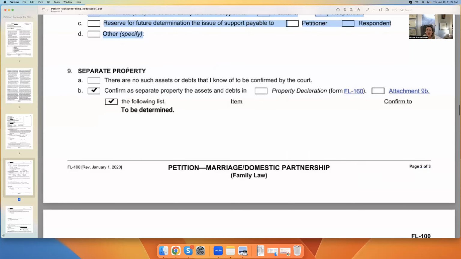All right, separate property is the money and assets and debts you had before you got married. So usually we don't know. If you are in pure default, meaning the other side is not going to respond, then you need to fill out this form. But in most cases, I just check off 9B, to be determined. Check this off.